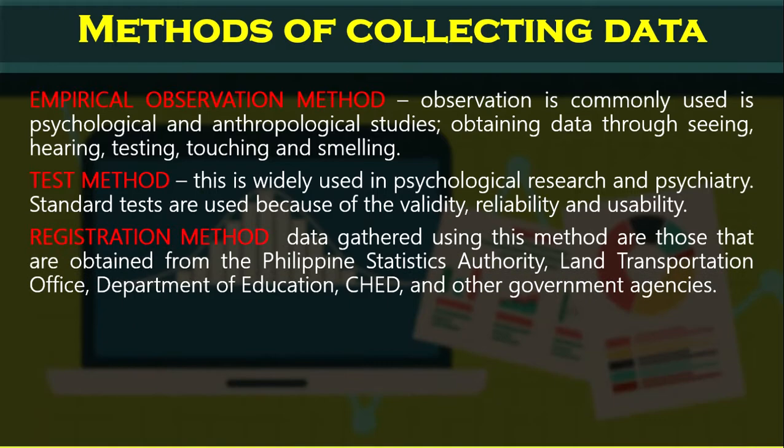And then what about empirical? Okay, empirical observation method. Observation is commonly used in psychological and anthropological studies, obtained through seeing, hearing, testing, touching, and smelling. So when it comes to empirical, we can have here aptitude test, IQ test, achievement test, and such. Okay, and then for the test method, this is widely used. Correction. The aptitude test, the IQ test, and achievement test, it's under the test method.